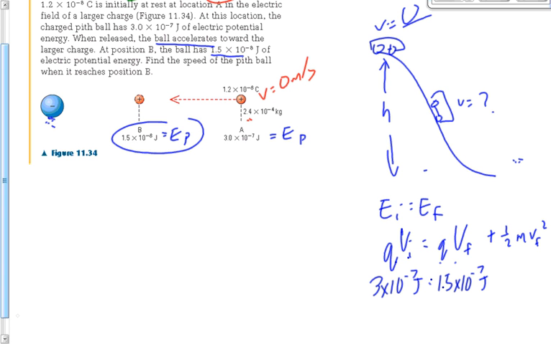Is that 10 to the negative 8 or 10 to the negative 7? Oh, it is 10 to the negative 8, you're right. Couldn't make that out. Thank you. So that is 10 to the minus 8. First one is 10 to the minus 7? Yeah. Plus 1/2 of 9.11 times 10 to the minus 31 times VF squared.